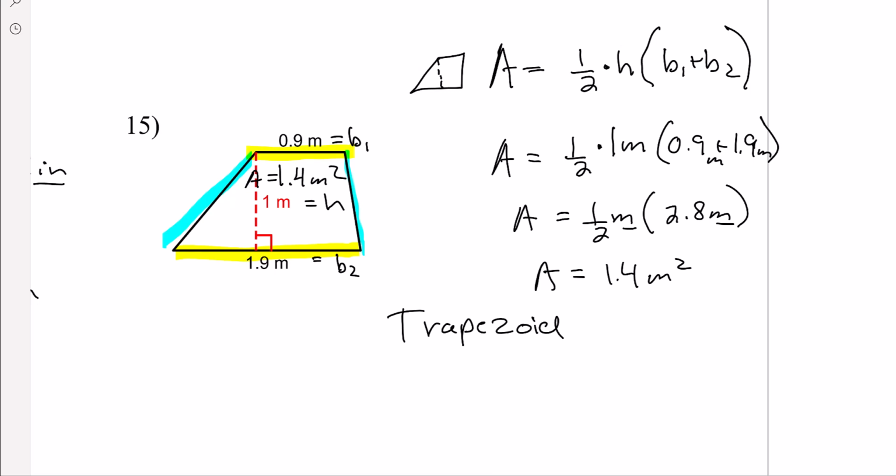All right, there are other shapes, and triangles have other formulas, but this just kind of gets you started with basic area formulas.